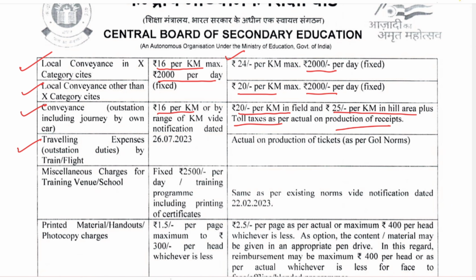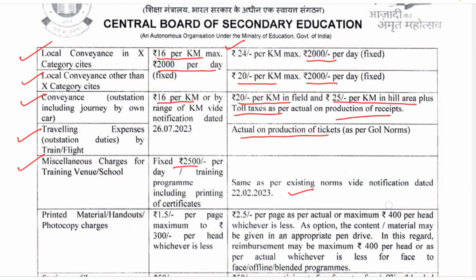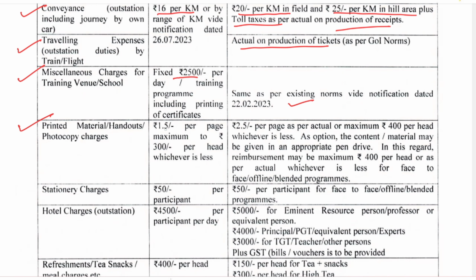Then travel expenses for outstation duty by train and flight, you will be getting on production of ticket. Then miscellaneous charge for training venue or school, earlier it was fixed at 2500 per day per training program. Now it will remain the same. Next, for printed material, earlier it was 1.5 per page to a maximum of 300 rupees per head, whichever is less. Now they are going to pay 2.5 rupees per page and maximum 400 per head. Stationery charge was 500 per participant and it remains the same.